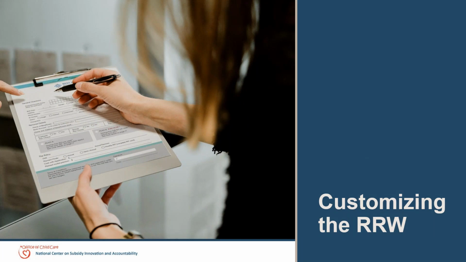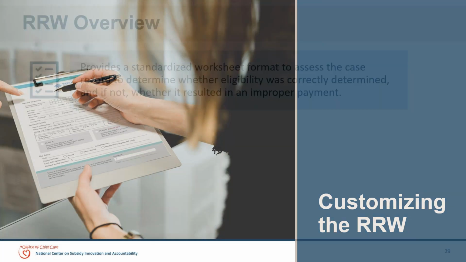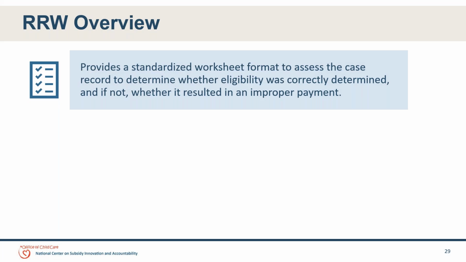So we're going to move away from the SDAP now and into the next required error rate submission, which is the customized record review worksheet. The Record Review Worksheet, or RRW, provides a standardized worksheet to assess the case record, to determine whether eligibility was correctly determined, and whether or not there was an improper payment.